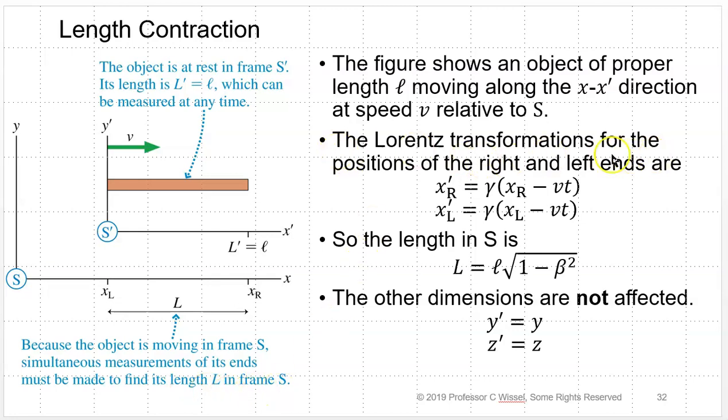So the Lorentz transformations for the positions of the right and left ends of this object are x prime r equals gamma times the quantity xr minus vt, and xl prime equals gamma times the quantity xl minus vt. In order to find the length L in S, we need to subtract these two quantities. So the length in S is L equals little l times the square root of the quantity 1 minus beta squared. The other dimensions, of course, are not affected because there's no motion in those dimensions.